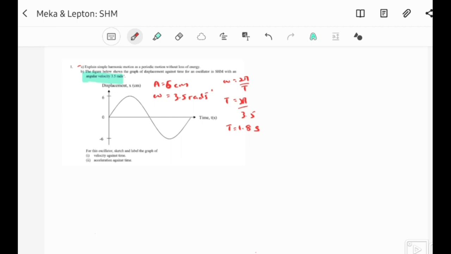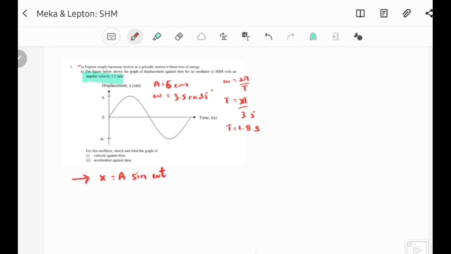So sebelum kita boleh sketch, kita kena ada dulu dia punya equation. Tapi soalan tak bagi equation, but given is the graph displacement time. Okay, daripada graph kita boleh dapatkan equation untuk displacement time ini. So recall balik, what is the general equation for the displacement? So x equal to A sin omega t.